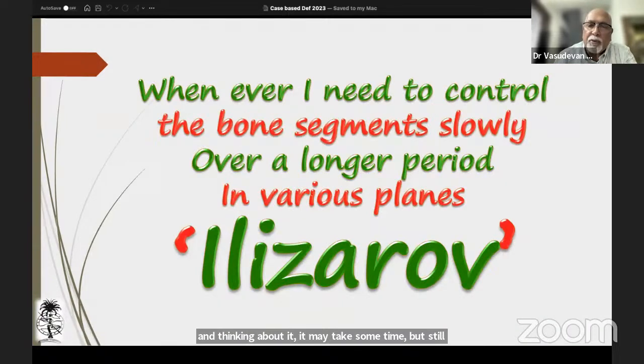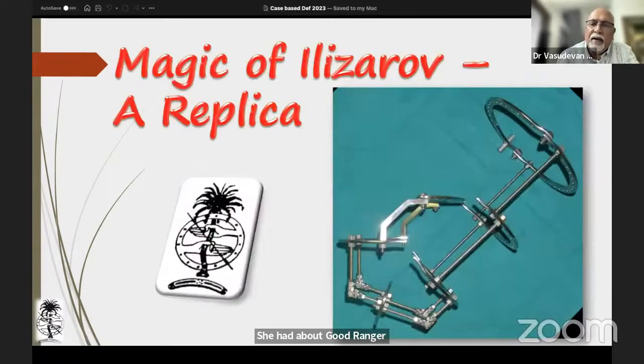So whenever I need to control a bone segment slowly over a longer period in various planes, I resort to Ilizarov. She had a good range of knee movements, but I warned her she may not get much movement and may need a quadricepsplasty later. So they have to accept it. There's no other way.